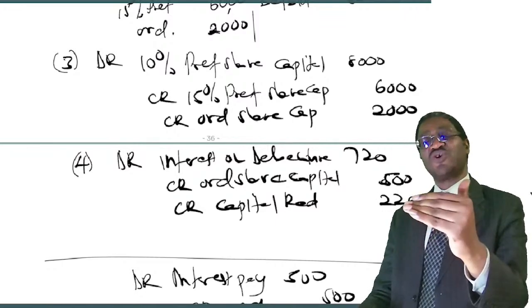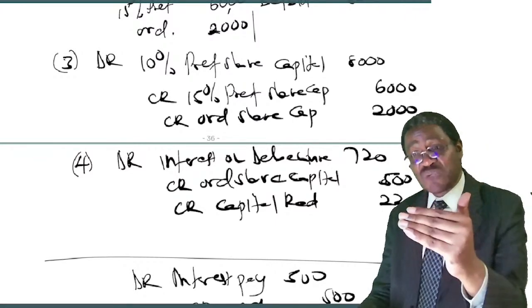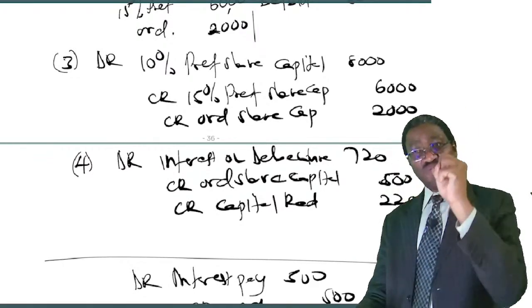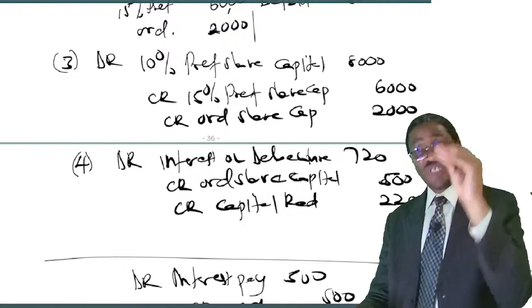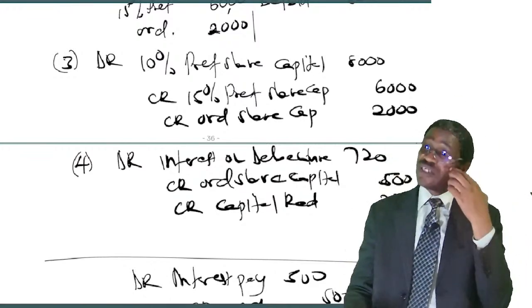First, show the entry of paying the ordinary. You debit interest payable, credit ordinary. That way you have paid. Then you come and recognize the gain. You debit interest payable. You credit capital reduction to recognize that gain.